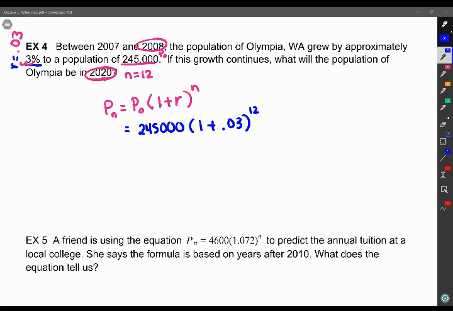So we're going to go 245,000. And again, you can just put it in all at once: 1 plus 0.03, and then you're going to raise it to the 12th power. And that makes it so I've got 349,311. You have some decimals, but we're talking about population, so we just want to round it to the nearest person. And so this would be my population.